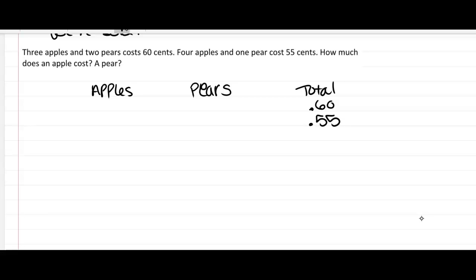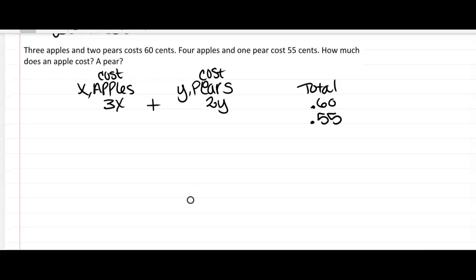We don't know how much apples cost, so we're going to call that X. So the cost of apples will be X. We don't know how much each pear costs, so we're going to call that Y. So Y will represent the cost of each pear. All we do know is that we bought 3 apples and 2 pears, and my total was 60 cents. We're going to have 3 times the cost of each apple and 2 times the cost of each pear will give us a total of 60 cents.